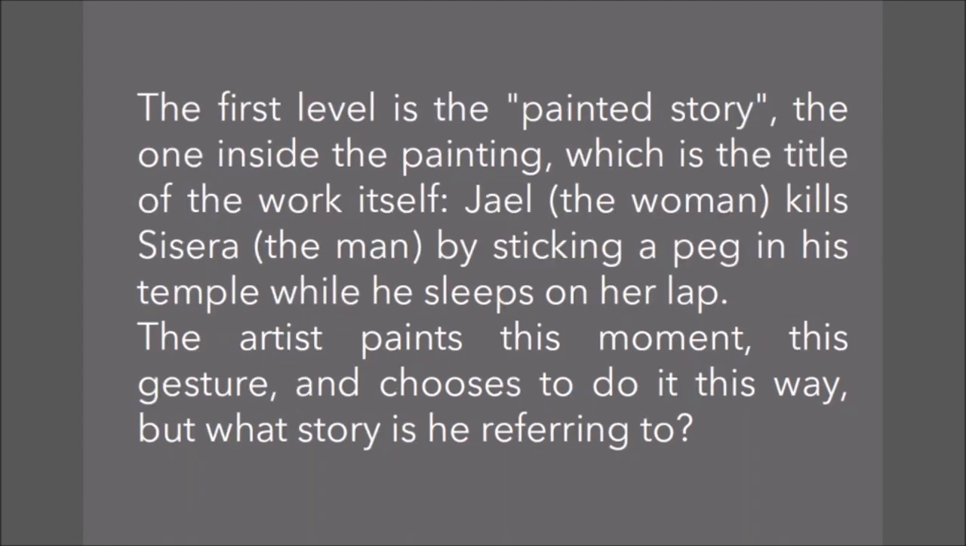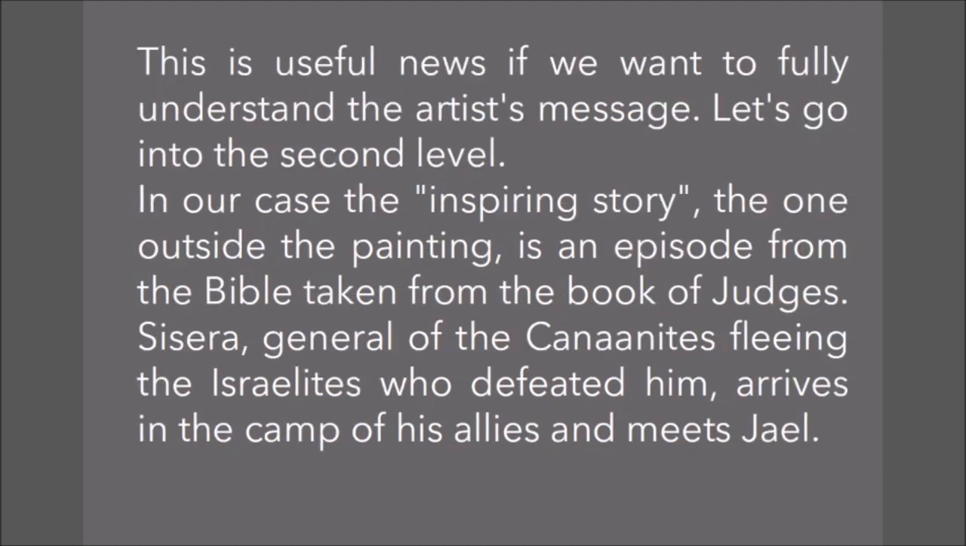The first level is the painted story, the one inside the painting, which is the title of the work itself. Jael, the woman, kills Sisera, the man, by sticking a peg in his temple, while he sleeps on her lap. The artist paints this moment, this gesture, and chooses to do it this way. But what story is he referring to? This is useful news if we want to fully understand the artist's message.